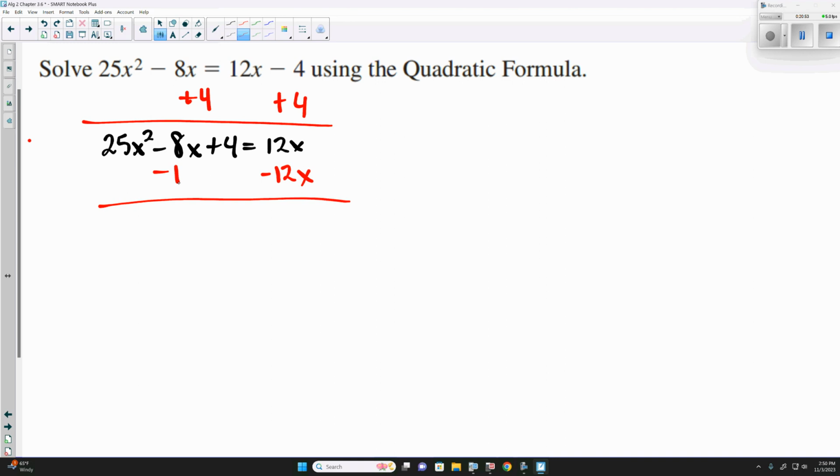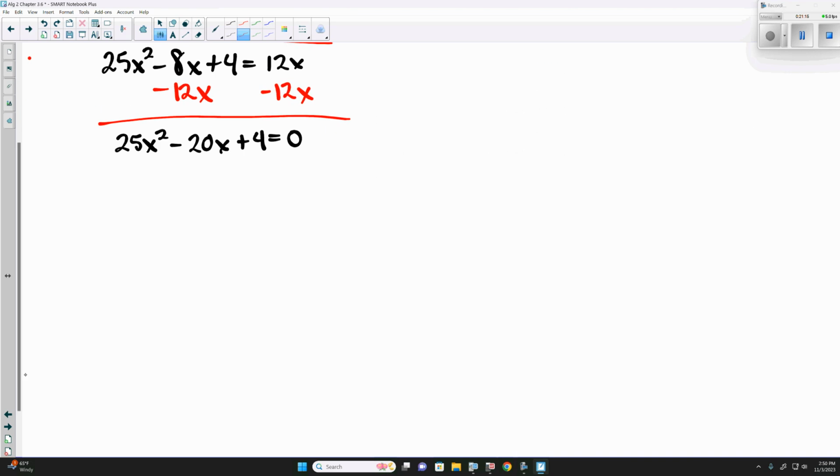Not just 12, 12x, yes. So we get 25x squared minus 20x plus 4 is equal to 0. Questions on this here? A is 25, B is negative 20, C is 4.